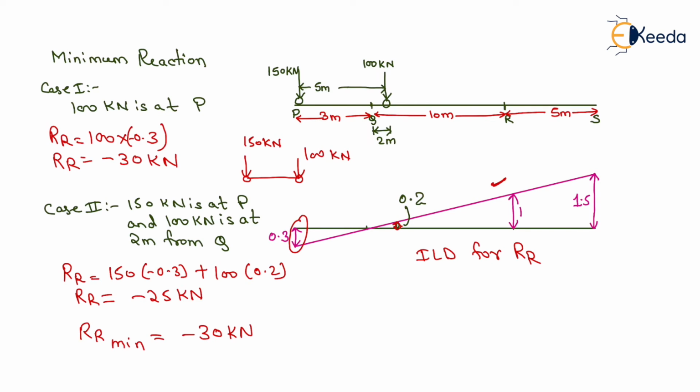So we determined the maximum reaction at R, which is equal to 300 kilonewton when the 100 kilonewton load is at S and the 150 kilonewton load is at R. Similarly, we determined the minimum reaction at R, which is equal to minus 30 kilonewton when the 100 kilonewton load is at P. That is all about this question.